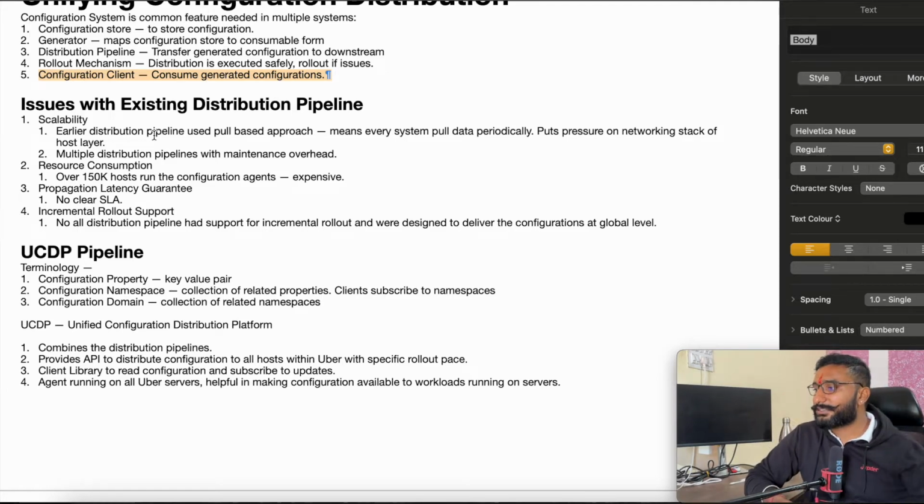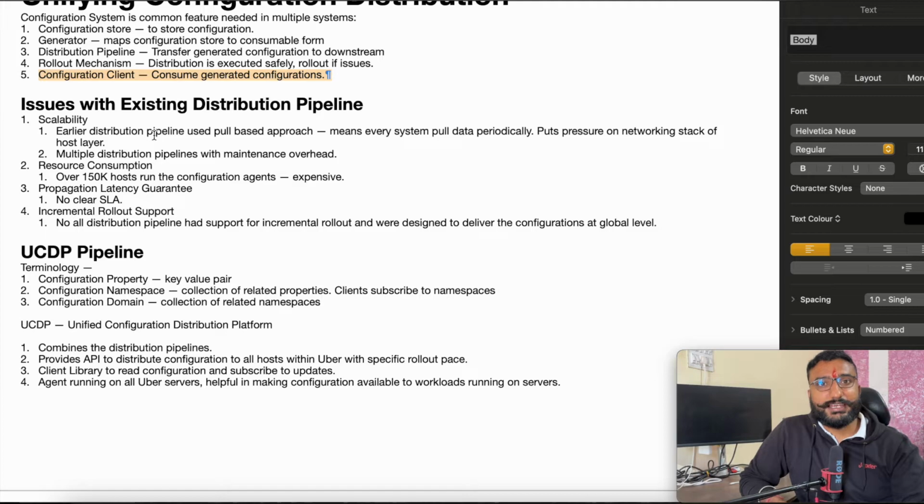First one is scalability. Earlier the distribution pipeline used a pull-based approach, as we discussed at the start of the video, which means every system pulls data periodically. But since every system is consuming those configurations, there can be multiple duplicate configurations which our systems are pulling, so there are duplicate calls, and the network stack has a lot of calls which are duplicated. There is a possibility that you can reduce them.